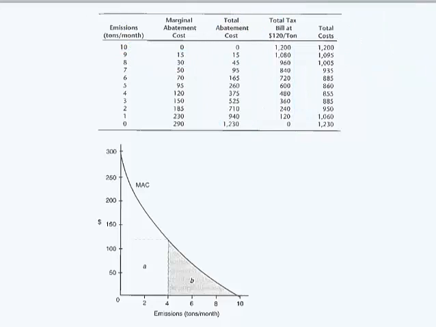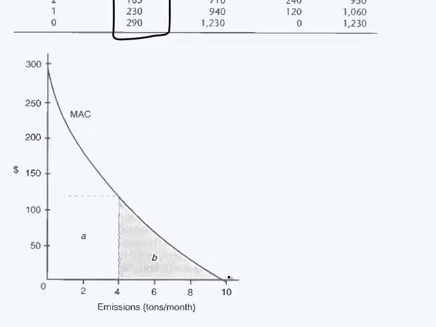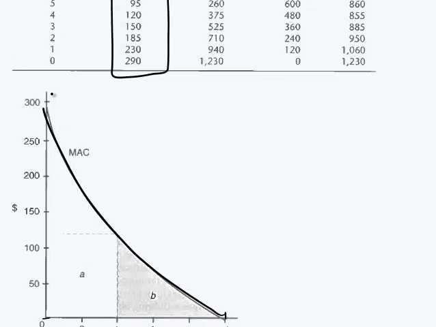Just get rid of all this. In the graph below, it's the same information, just given graphically and not in table format. So it shows the marginal abatement cost curve. So it shows the information given here, right? If we emit 10 units, then marginal abatement cost is 0, and then if we go closer to 0 emissions, my marginal abatement cost increases.